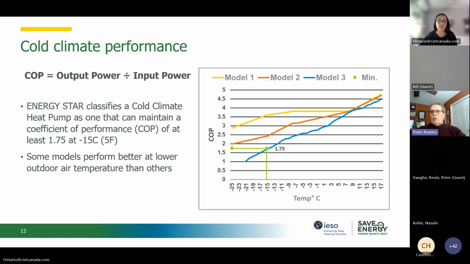To be classified as a cold climate heat pump by Energy Star, a heat pump must be able to maintain a coefficient of performance of at least 1.75 at minus 15 degrees Celsius, which is shown on the graph here. The differences in performance among models are basically related to the robustness of the design of the heat pump, in terms of heat exchanger sizing, the quality of the pipe, the length of the pipe runs, compressor sizes, the refrigerant that is used, and other factors.